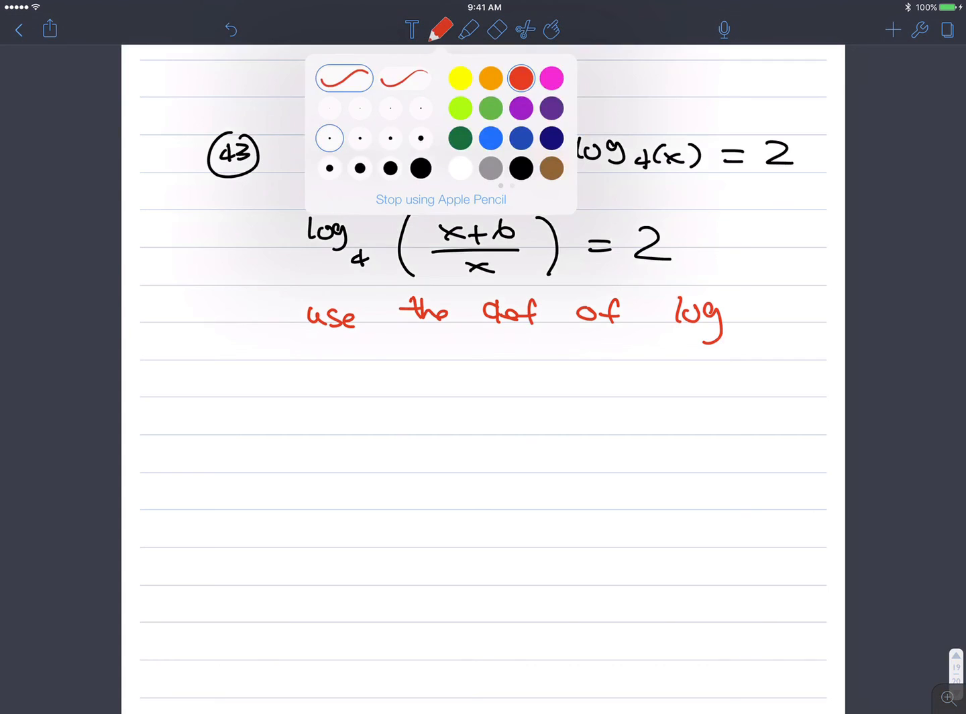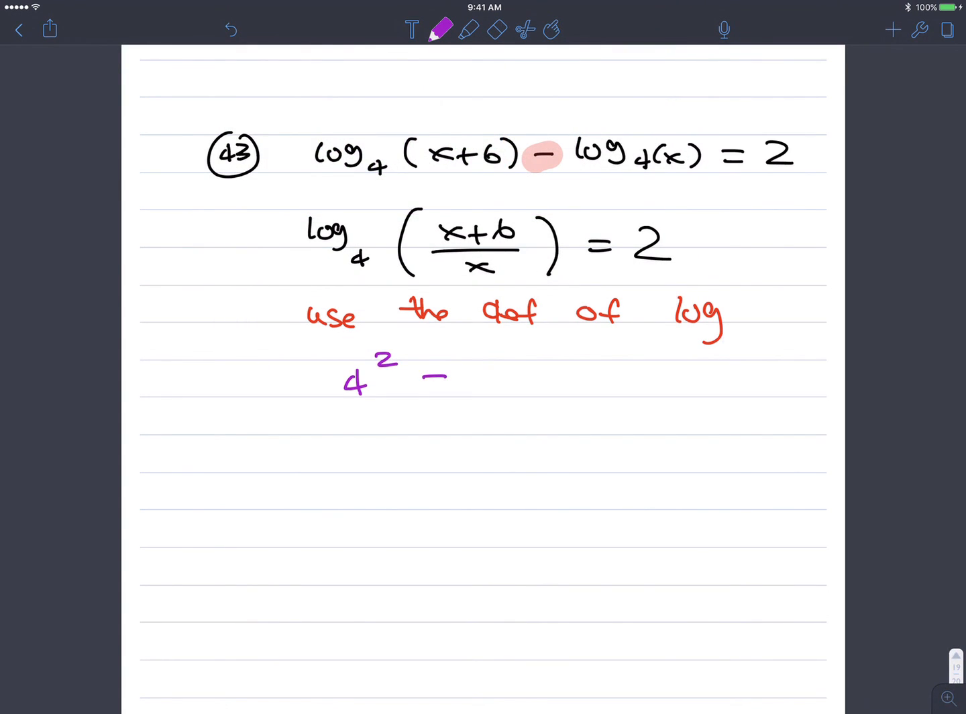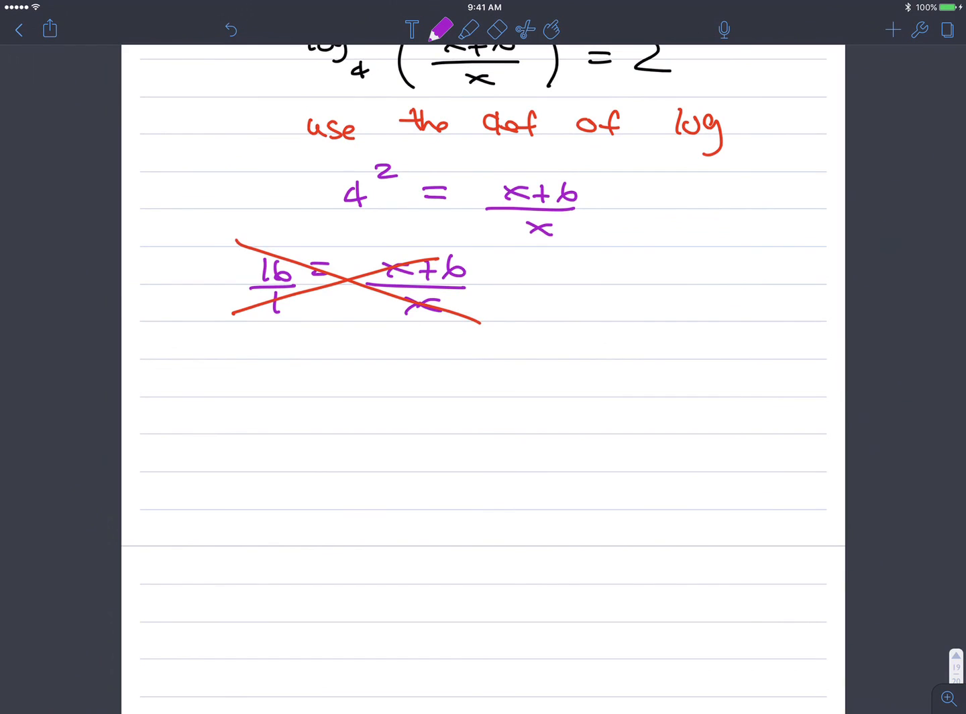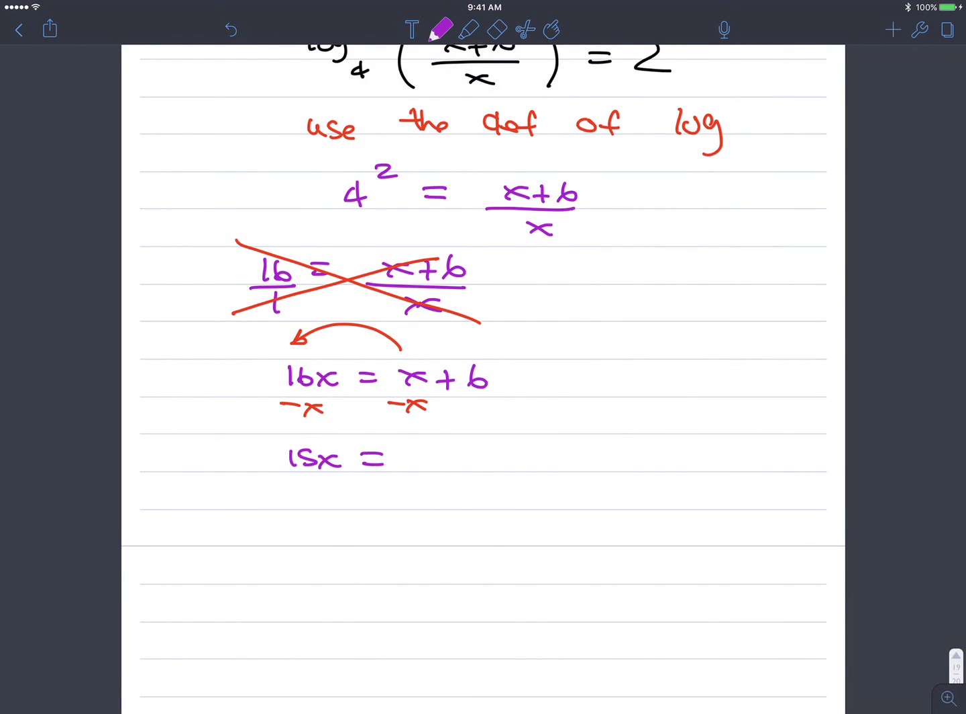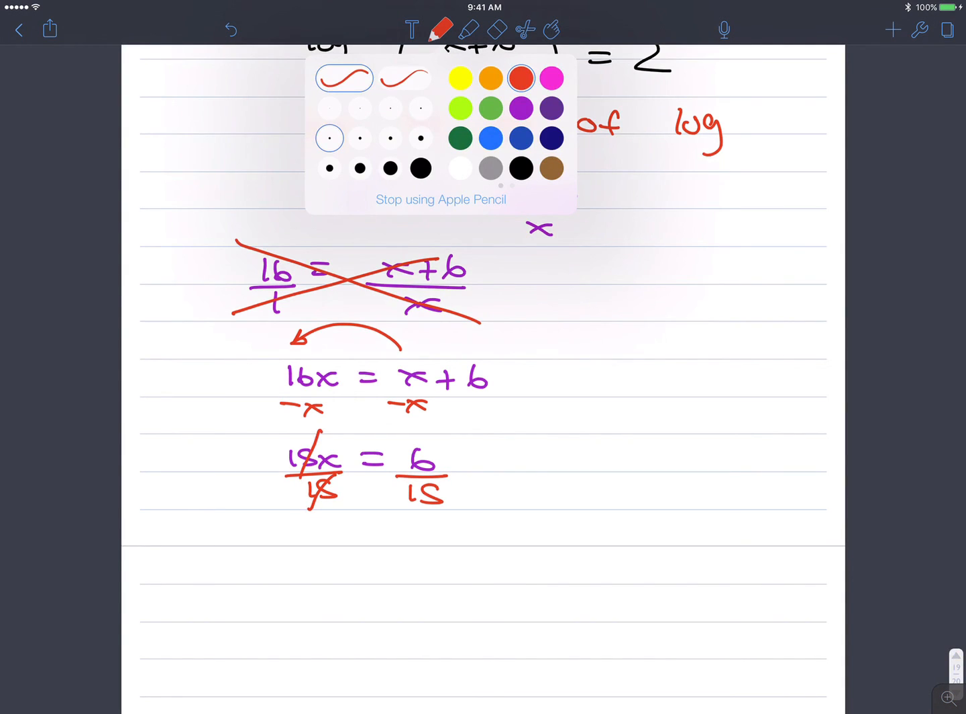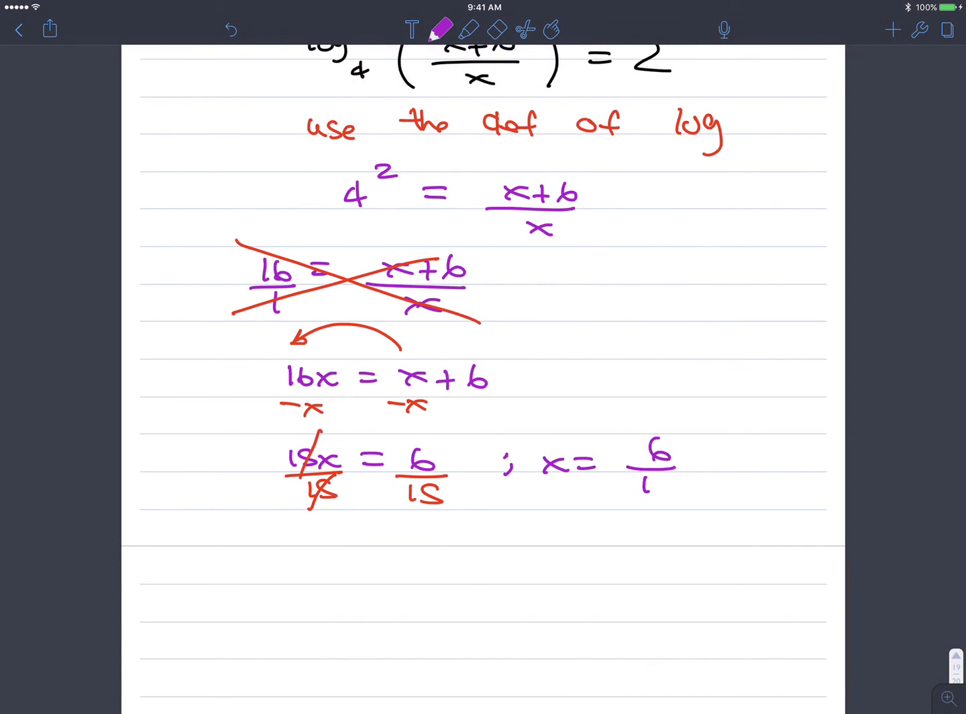Now, what that means for us here in this problem is the base 4 to the second power will be x plus 6 over x, or 16 is x plus 6 over x. Put that 16 over 1. If we create a proportion, we'll cross multiply using our algebra. We get 16x is x plus 6, and then translate the x, or subtract x from both sides. You end up with 15x is 6. So if we now divide both sides by the 15, we'll get x being 6 over 15.